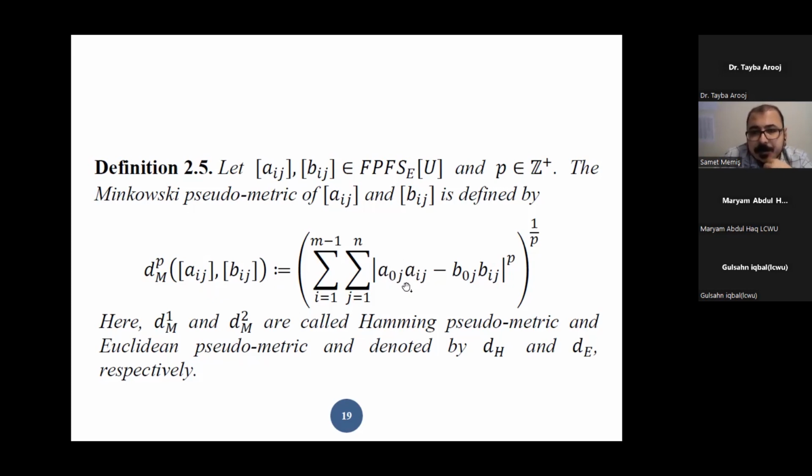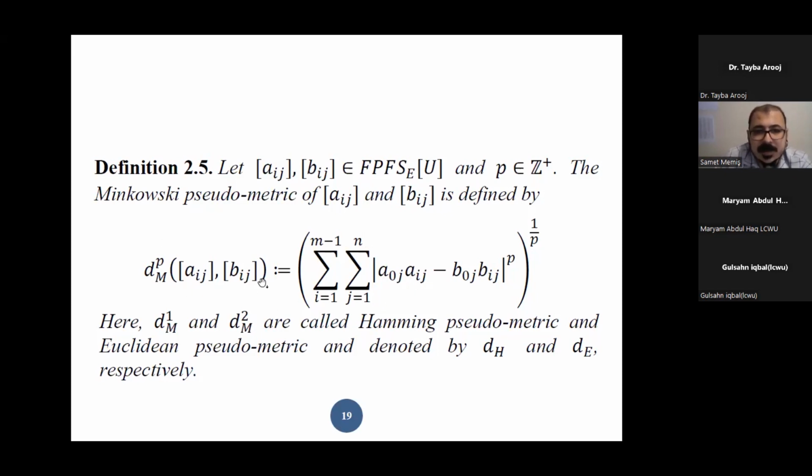Please pay attention to the formula, because the A0j is the importance degree of the parameter. We can weight the metrics using the importance degrees of the parameters, and these affect the whole process, decision making or classification in machine learning or anything. So this is an important concept in the pseudometric.